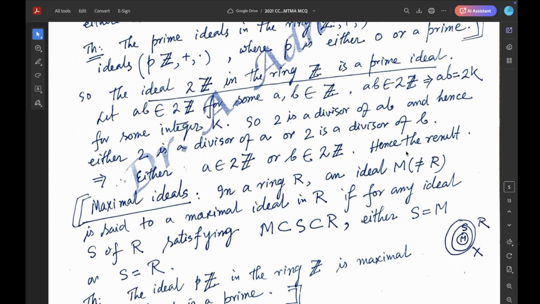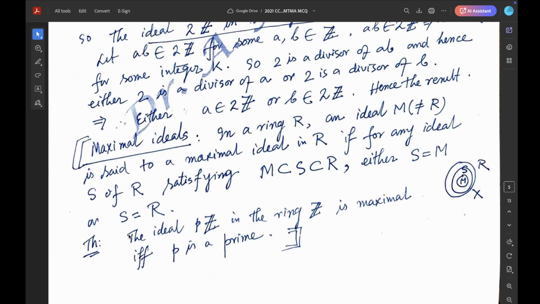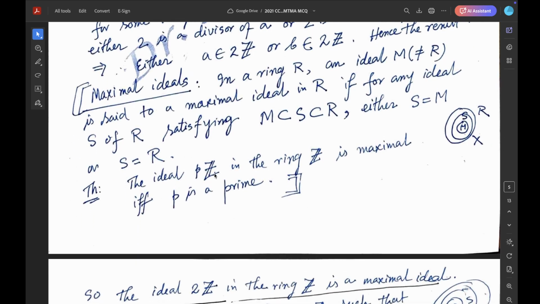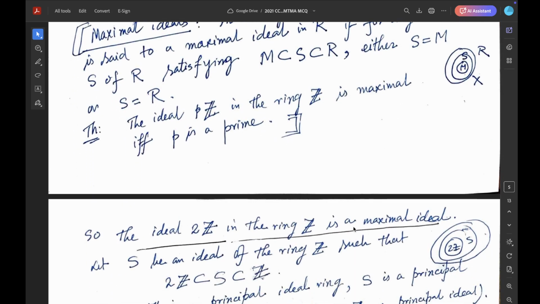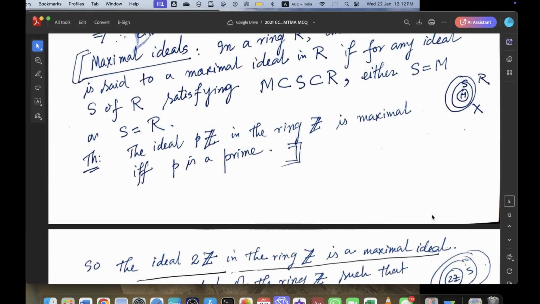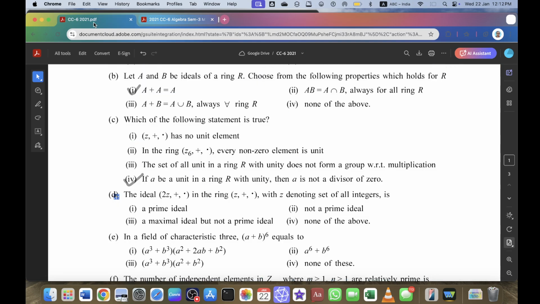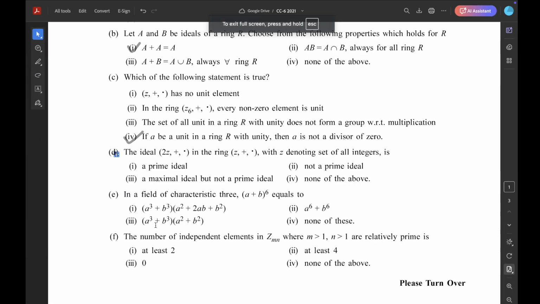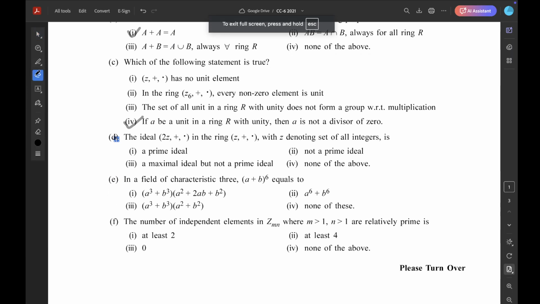And also write the maximal ideal theorem: if p is prime, then pZ is a maximal ideal, so 2Z is a maximal ideal. This is the sufficient answer for the marks 1 plus 1. 1 is for the correct option and 1 is for the explanation. Next question. So the correct option is prime ideal as well as maximal ideal.